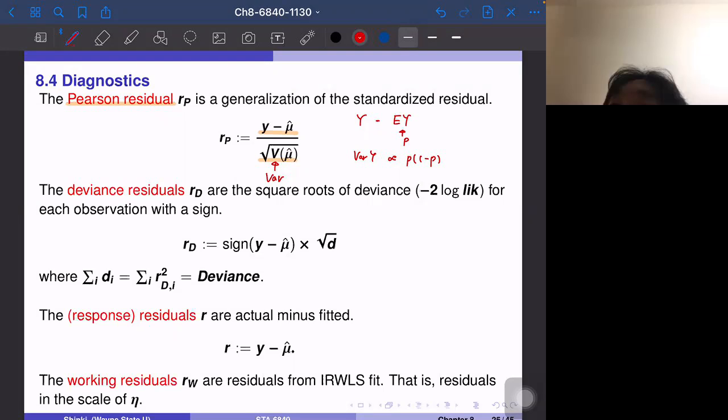The second one is the deviance residual. This is based on negative 2 times the log likelihood. In the case of the Gaussian distribution, e to the power of negative r squared over 2 is the density function, the likelihood function. If we ignore the variance term, then negative 2 times log likelihood becomes just r squared. And the deviance residual reproduces the sign for this r.